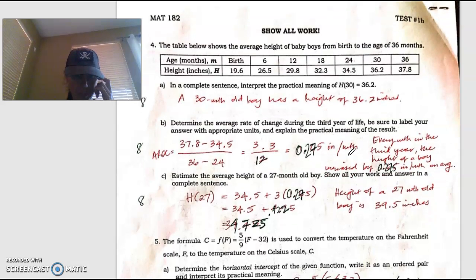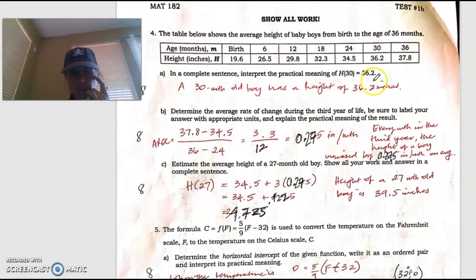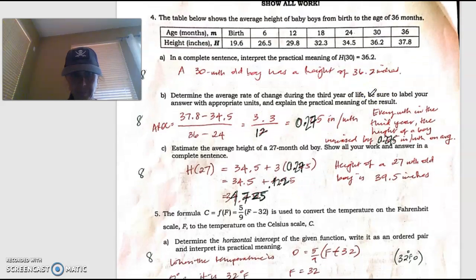Moving to the next question. Just describing what this means, make sure you have the units. 30 is my input, which is months, 30 months. Height is my output in inches. Rate of change.